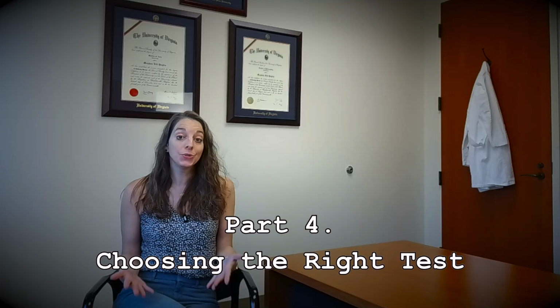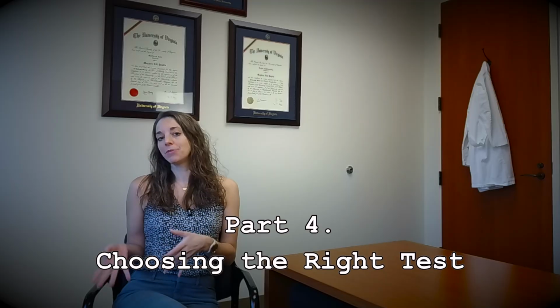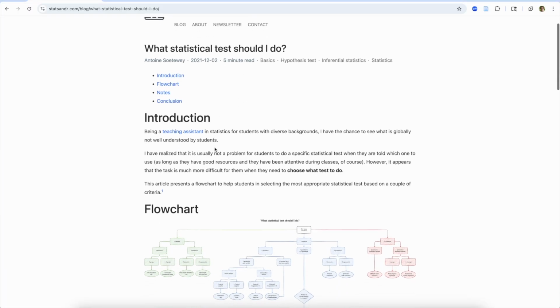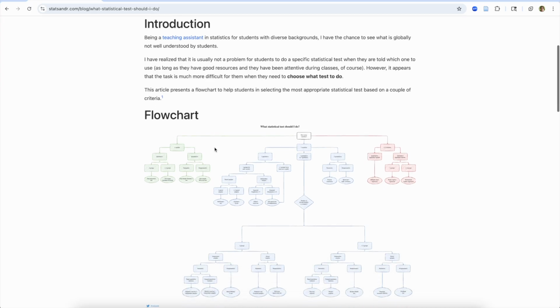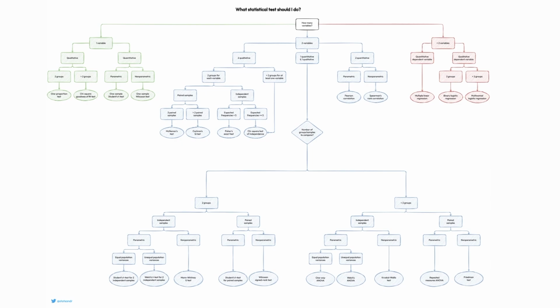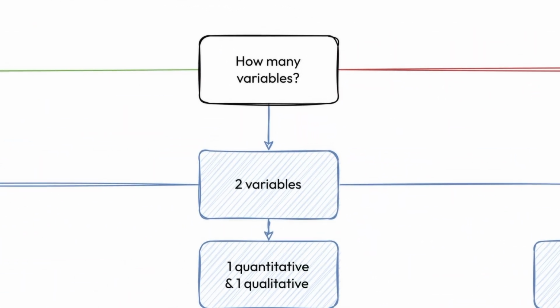fit the assumptions. Okay, so now you know what kind of variables you have and you've checked your assumptions, you're ready to actually choose your test. Instead of memorizing formulas, I'm going to walk you through one of my favorite statistical resources, the What Statistical Test Should I Use Decision Tree Flowchart from the Stats in R blog by Antoine Soetewey, which is linked in the description below. The first step in deciding your statistical test is to determine how many variables you are analyzing.